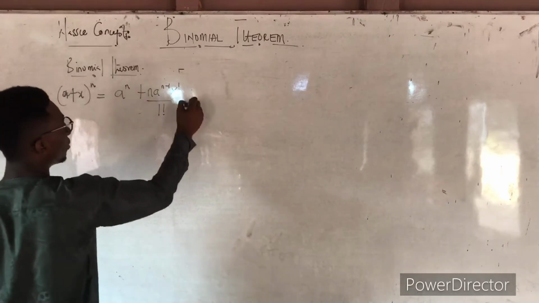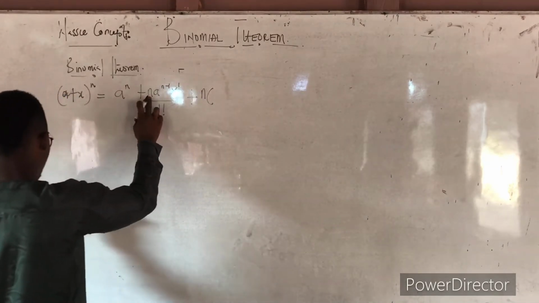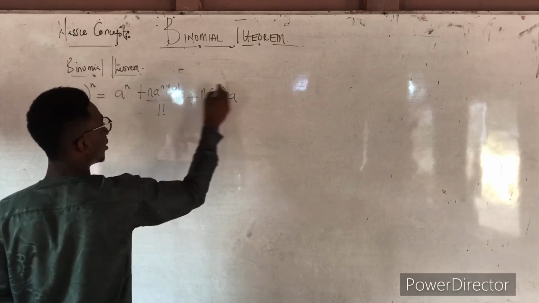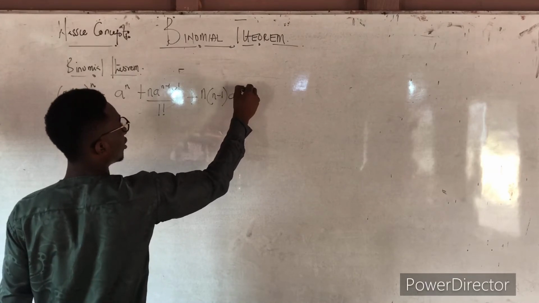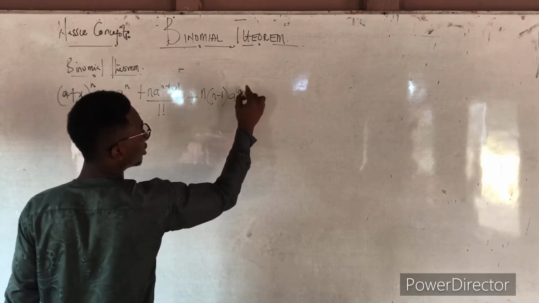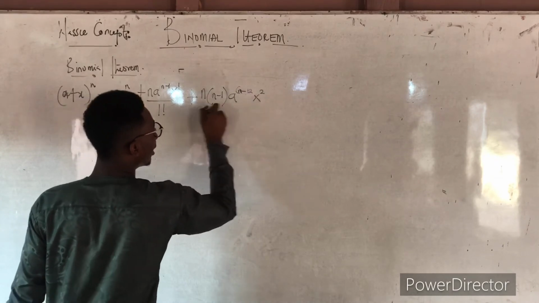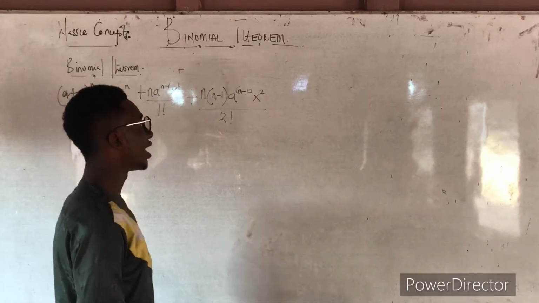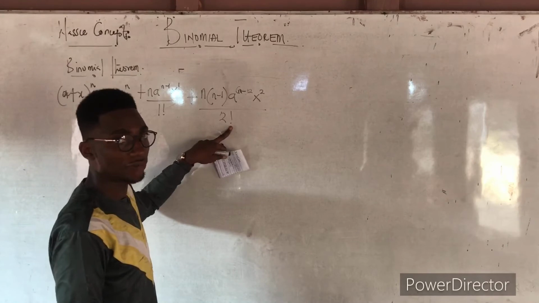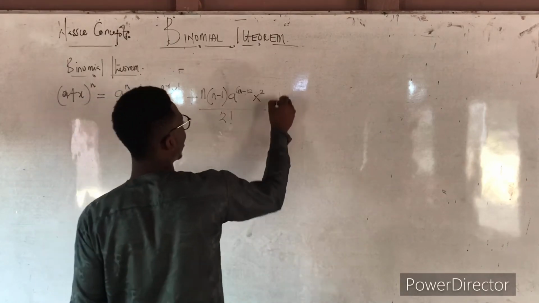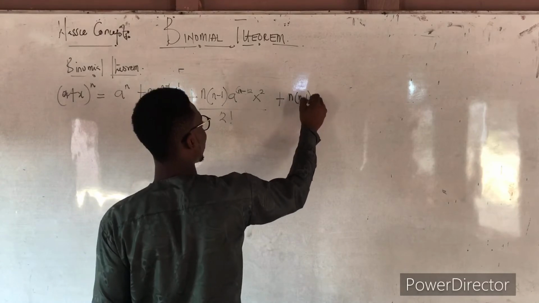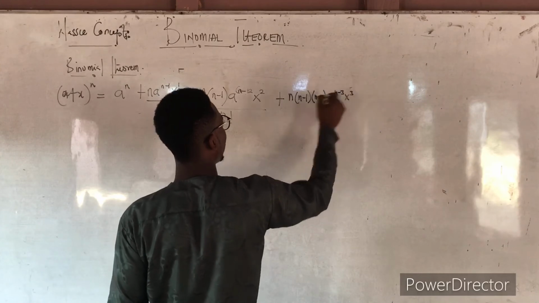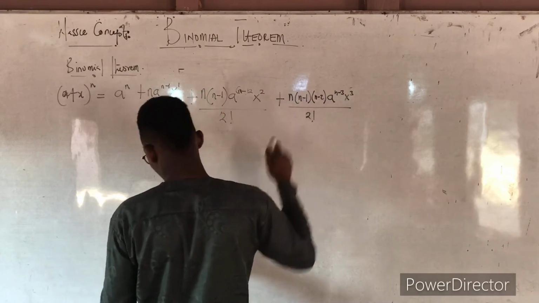So as we increase, it comes back to n into bracket. The n also has to decrease. So we get n times (n minus 1), multiplied by a, and the power of a now becomes n minus 2, x squared, all divided by 2 factorial. So the degree of the x will be divided by its factorial. After this, plus n into bracket n minus 1, bracket n minus 2, a exponent n minus 3, x cubed, all divided by 3 factorial.